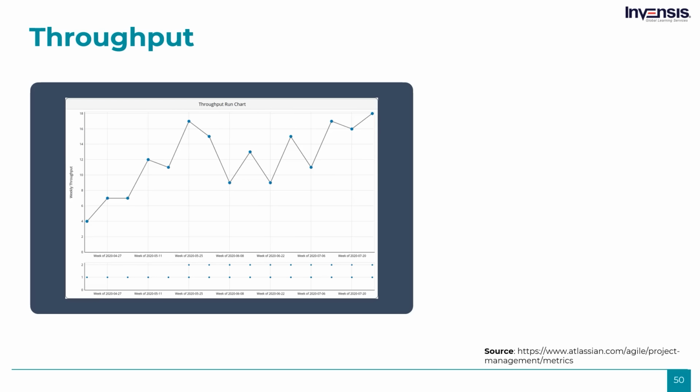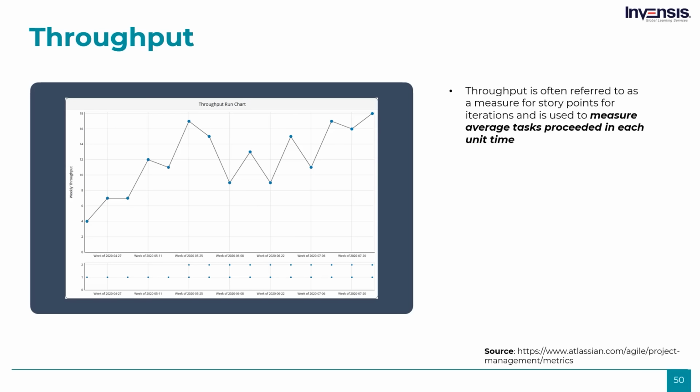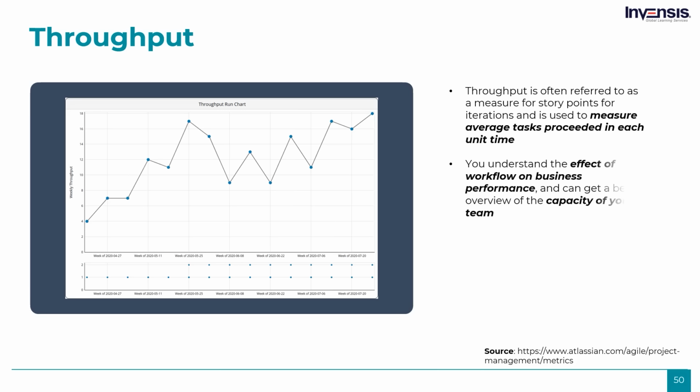Lastly, we have throughput. In Agile, throughput measures the average number of work items processed per unit of time. You can think of it as a measure for story points per iteration. It represents a team's productivity level. Using throughput, you understand the effect of workflow on business performance and can get a better overview of the capacity of your team. In general, throughput is one of the most crucial Agile performance metrics. To measure the throughput of your team week by week, you can use the throughput run chart.